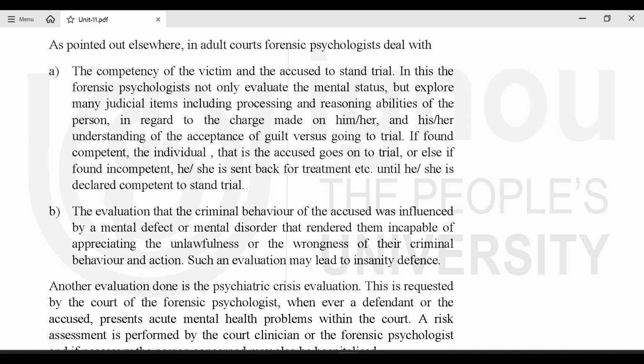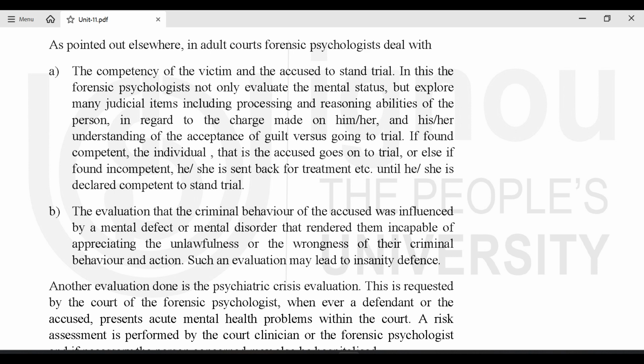If found competent, the individual, that is the accused, goes on to trial, or else if found incompetent, he/she is sent back for treatment etc. until he/she is declared competent to stand trial.